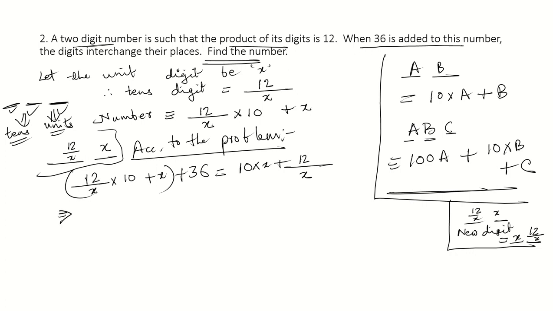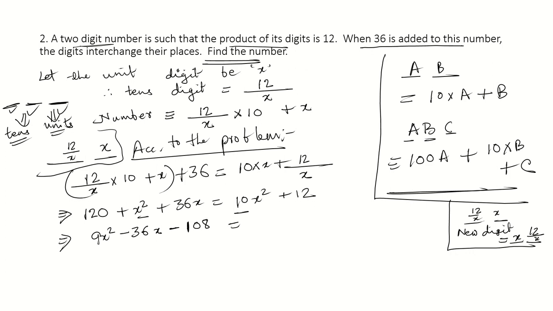So let's multiply both sides by x. We get here 120 plus x squared plus 36x equals 10x squared plus 12. From here, if this x squared we take to the other side, we get 9x squared, and if the 36x we take to the other side, we get minus 36x, and this 120 we take to the other side, we get 108 minus 108 equals 0.